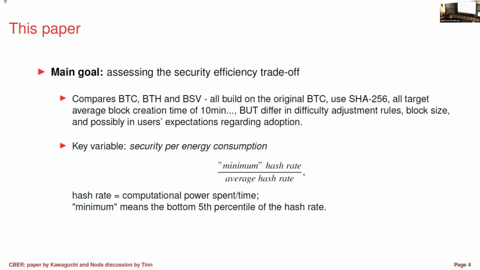Okay? And what makes the three forms of Bitcoin nicely comparable is that, as we just saw, they are built on the same original blockchain. They all use the same hashing function. They are all aiming for a block creation time of 10 minutes, be it good or bad or slow or not. It is all constant here. But they differ in the difficulty adjustment rules, as well as in block size.